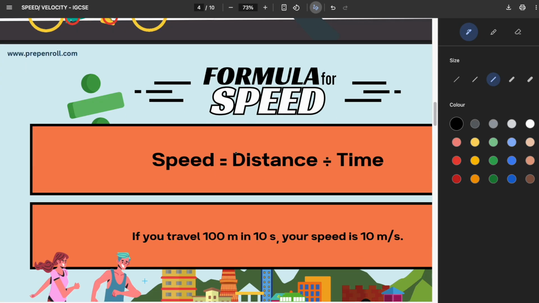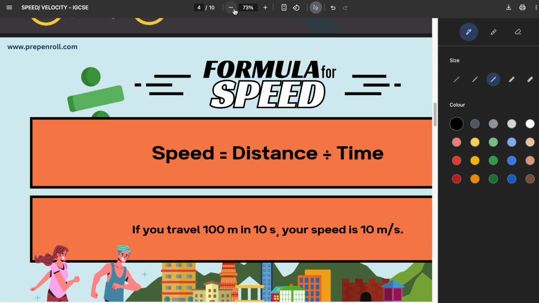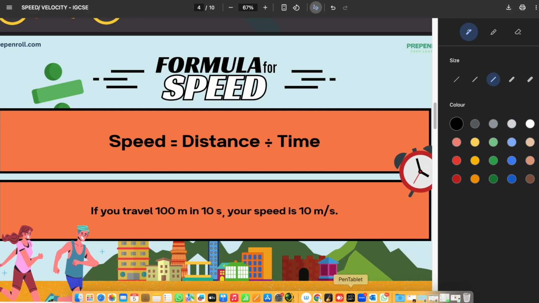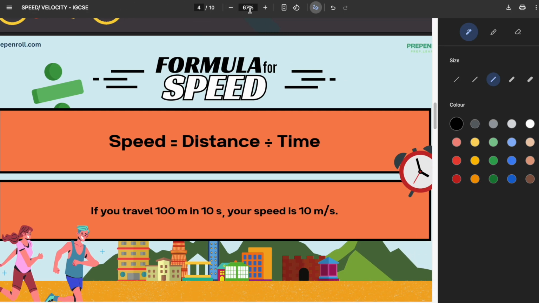Let's just focus on the speed formula. What is the formula for the speed? Speed is distance per unit time. There are two kinds of speed. One is the instantaneous speed, that is given as distance divided by time. Correct? And then we talk about the average speed.